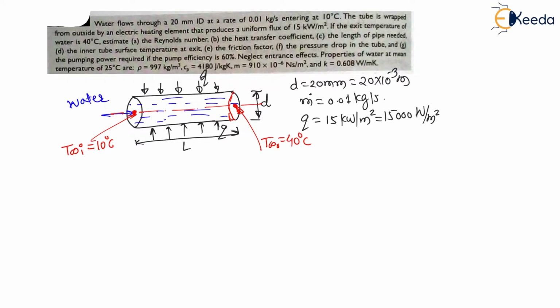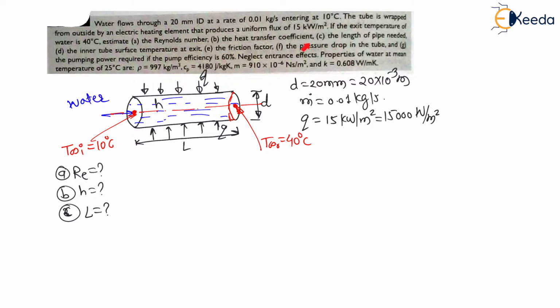Question number 1, part A, is Reynolds number. Here we have to find Reynolds number, Re is equal to question mark. Question number 2 is the heat transfer coefficient, that is h, the convective heat transfer coefficient. This water will have some convective heat transfer coefficient h that we have to find. h is equal to question mark. Part C is the length of pipe needed. Here we have to find the length of pipe, L is equal to question mark.